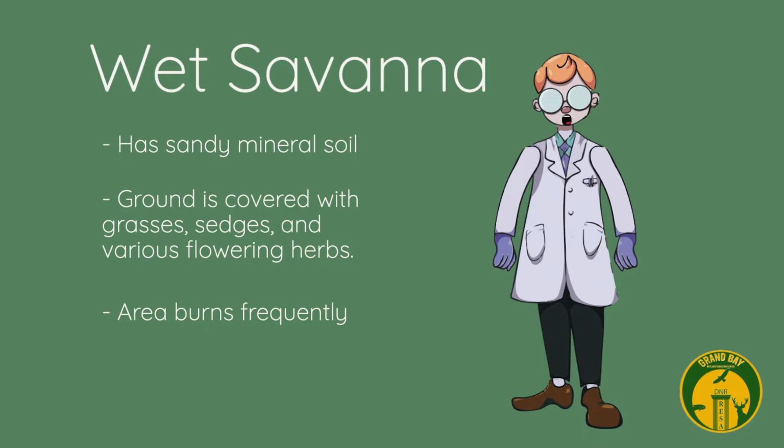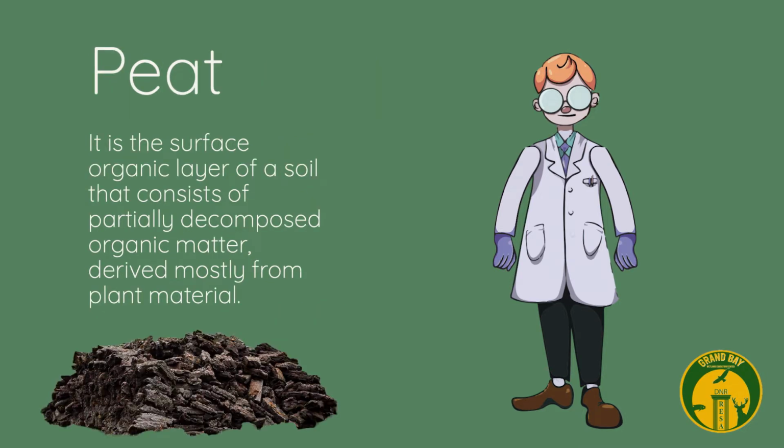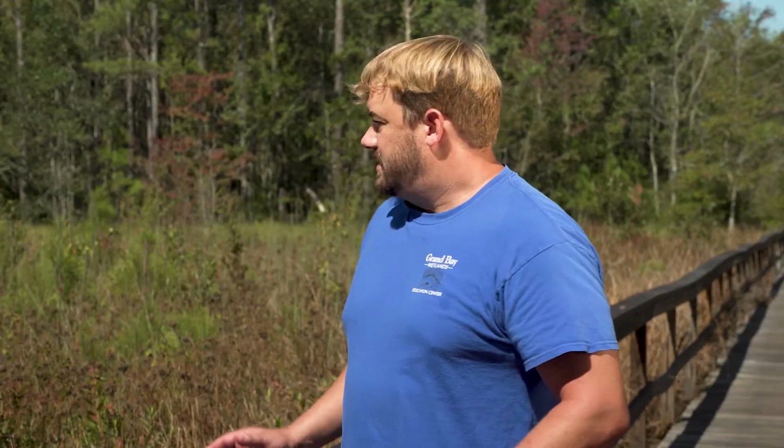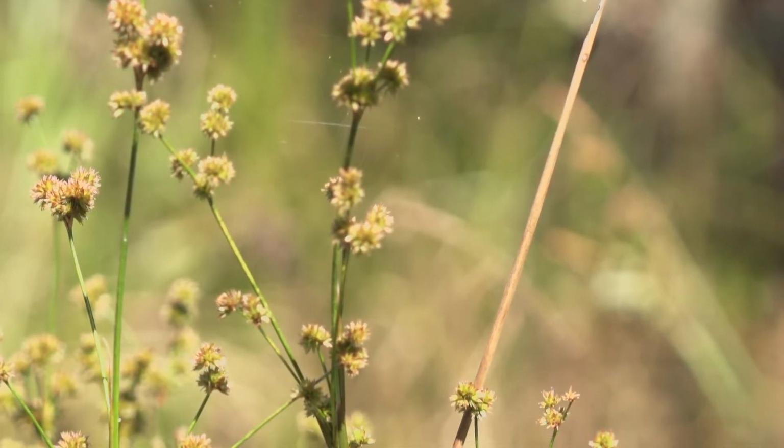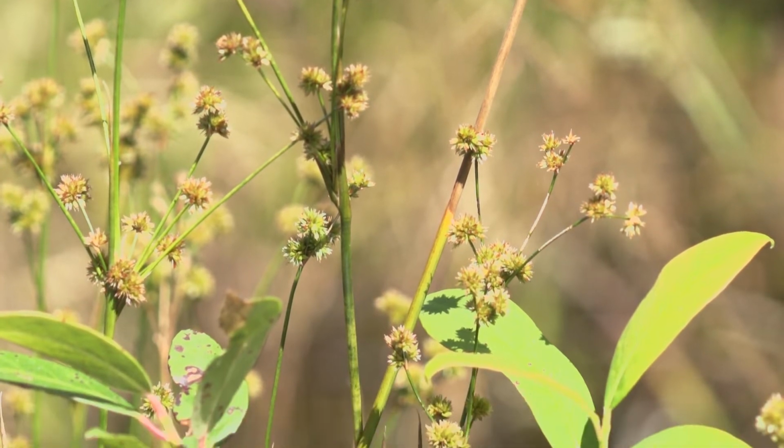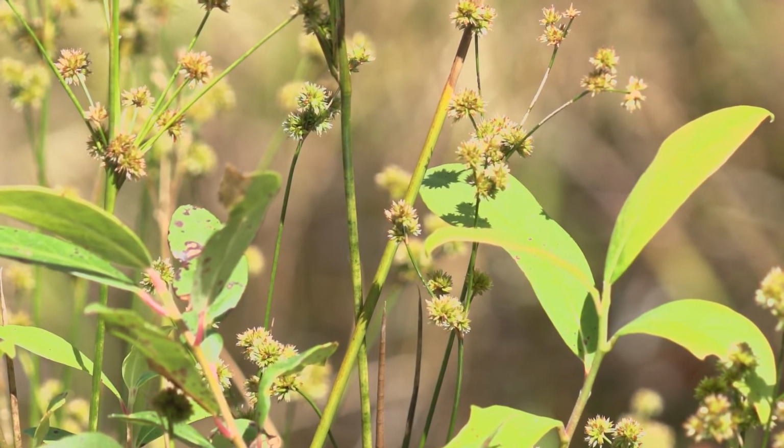The Wet Savanna is a wet grassland having sandy mineral soil with a ground cover of grasses, sedges, and various flowering herbs. These areas burn frequently enough to keep shrubs and trees out. Wet grassland not only has sandy material, but also has a few inches of peat. Peat is the surface organic layer of a soil that consists of partially decomposed organic matter, derived mostly from plant material. In the Wet Savanna, you don't have a lot of taller trees. You have mainly shrubs, and you have a lot of rushes and broom sedges.